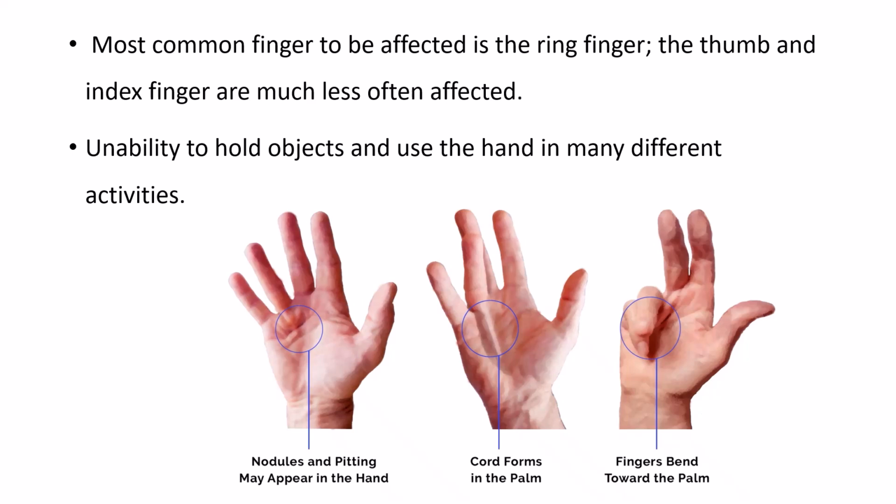The most common finger affected is the ring finger, and the least affected are the thumb and index finger. Inability to hold objects and use the hand in many different activities is seen in this condition. As you can see in this picture, the nodules and pitting are seen in the first phase, cord formation in the second phase, and fingers bent towards the palm in the final phase.